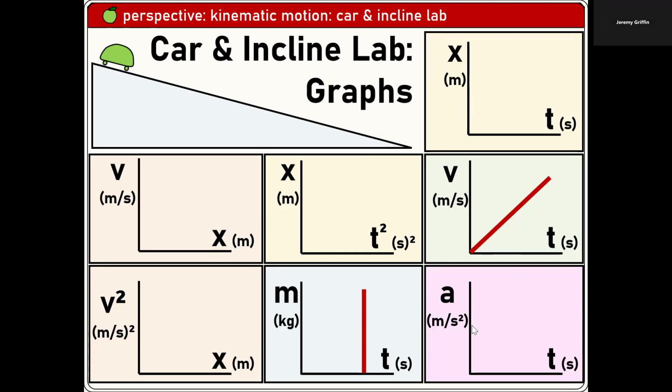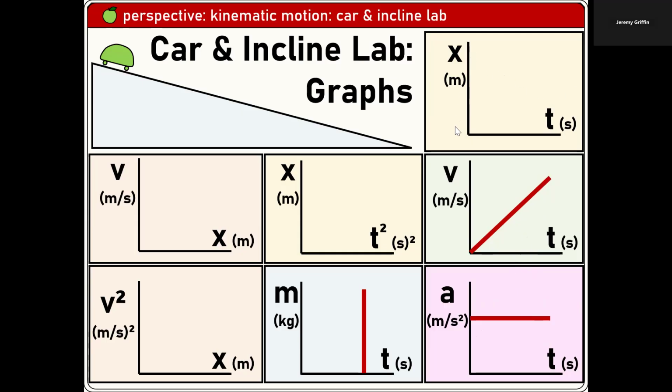Let's hit this bottom right one. What does acceleration versus time look like then? Yeah, just a flat line. So constant acceleration, which is the slope of v versus t, which is also constant, of course, because they go hand in hand. Okay. All right, let's hit this top right one.